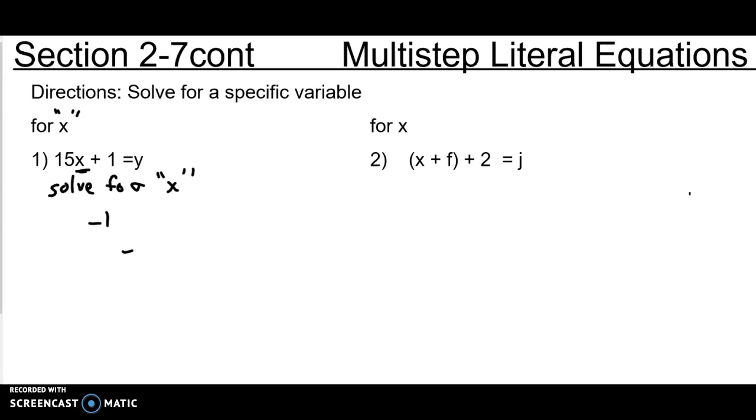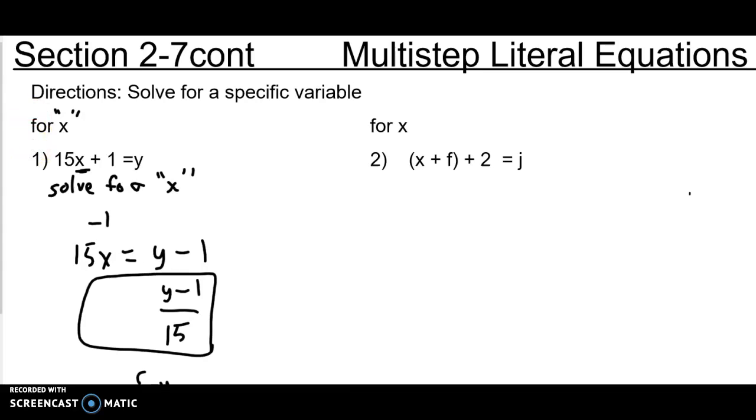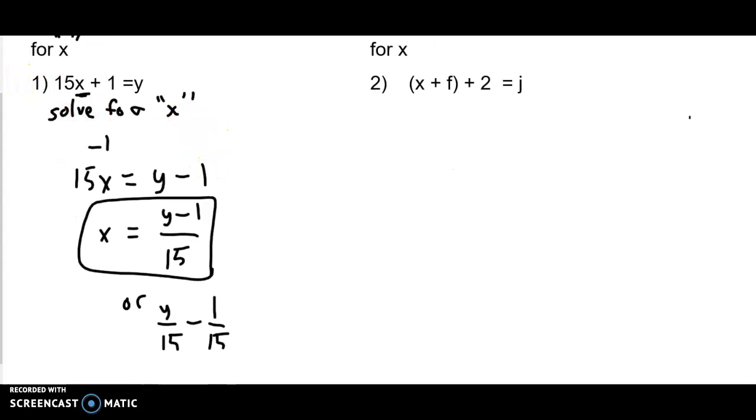So we're going to minus 1 from both sides, which gives us 15x equals y minus 1. We're not done. We're going to divide both sides by 15. So we get y minus 1 over 15, or you can write it as y over 15 minus 1 over 15.